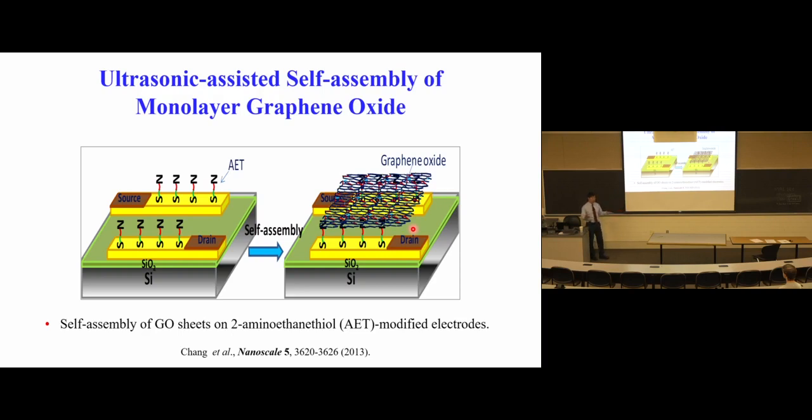We then functionalize our gold electrodes with sulfur groups, so that AET, basically, one end of the AET will be binding with the gold through the sulfur-gold bonding. And the other end is the amine group that can interact with the hydroxyl group in the graphene oxide, so that you can anchor the bottom layer of the graphene oxide to the electrodes. And then we use ultrasonic wave to shake off the additional layers. That way you can achieve exclusively monolayer graphene oxide based devices.